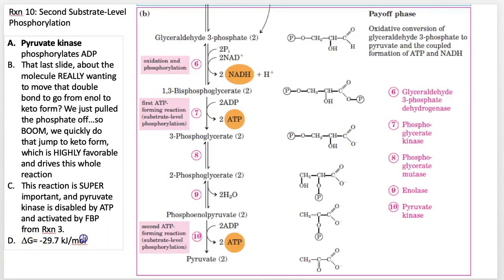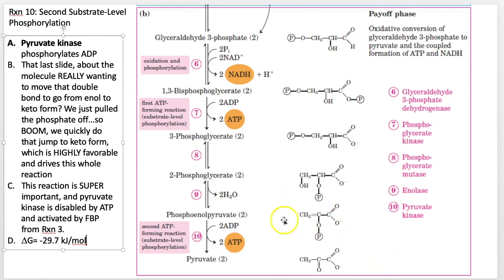It has a massive negative delta G. Look at that, almost 30. That's crazy to actually make this ATP. So we're going from our phosphoenolpyruvate to pyruvate, okay? Still three carbons, but notice we've got this double bond here. It's going to flip onto this oxygen, balance that out, and that phosphate falls right off.